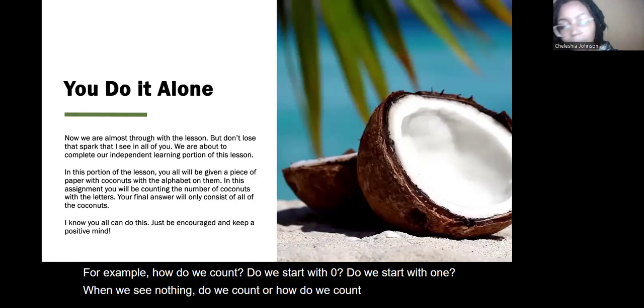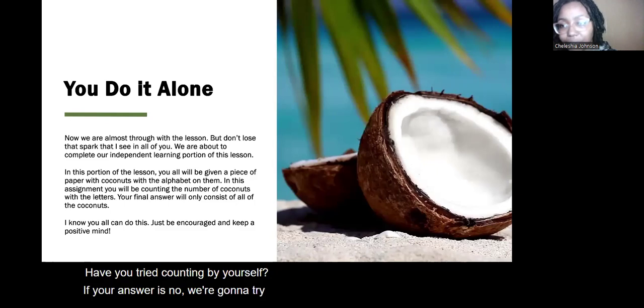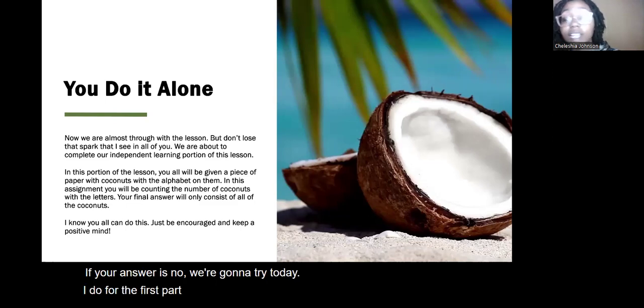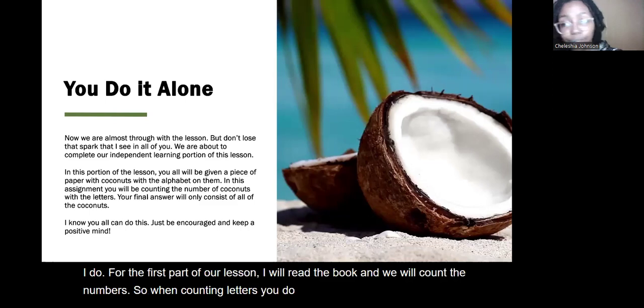Not the letters. I want to emphasize that. Not the letters. I know this can be confusing seeing the alphabet, but you're counting. That's your main objective for today: learning how to properly count. Your final answer will only consist of the number of coconuts, okay? I know you all can do this. Just be encouraged and keep a positive mind. I know it may be hard, but you have to continue to put effort forward.